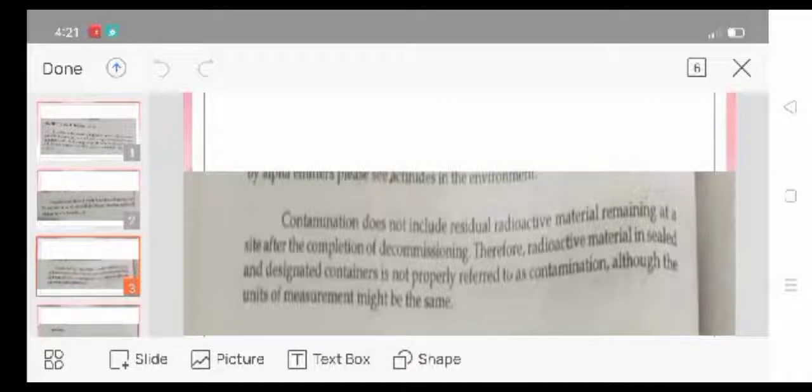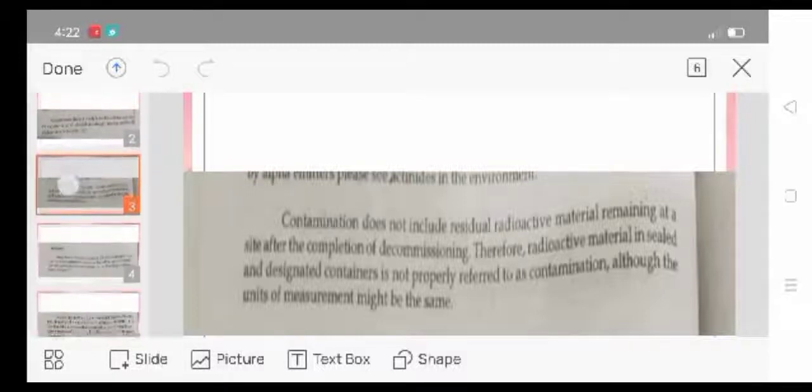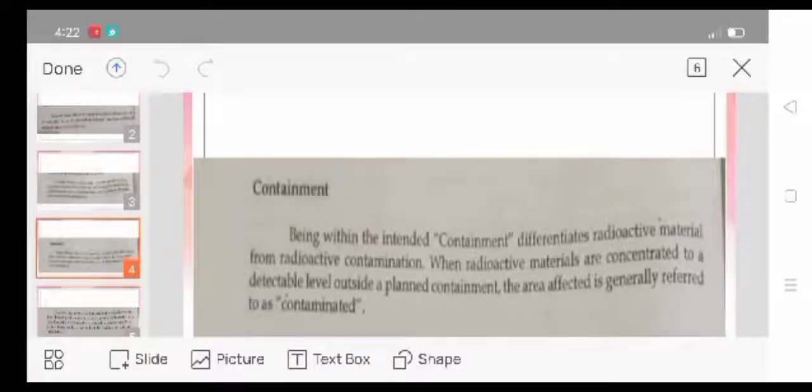Contamination does not include residual radioactive material remaining at a site after the completion of decommissioning. Therefore, radioactive material in sealed and designed containers is not properly referred to as contamination, although the units of measurement might be the same. Containment.